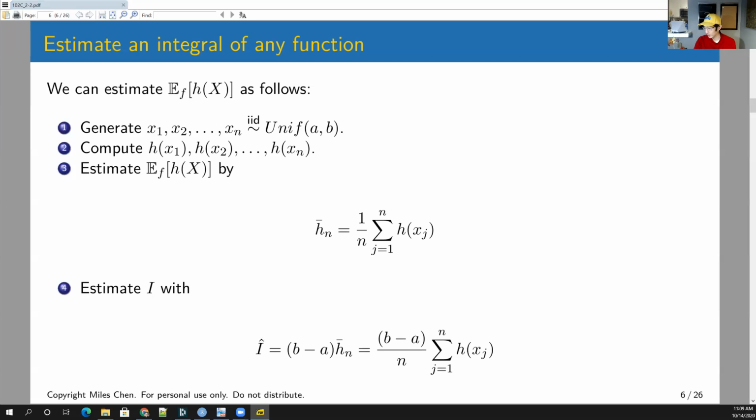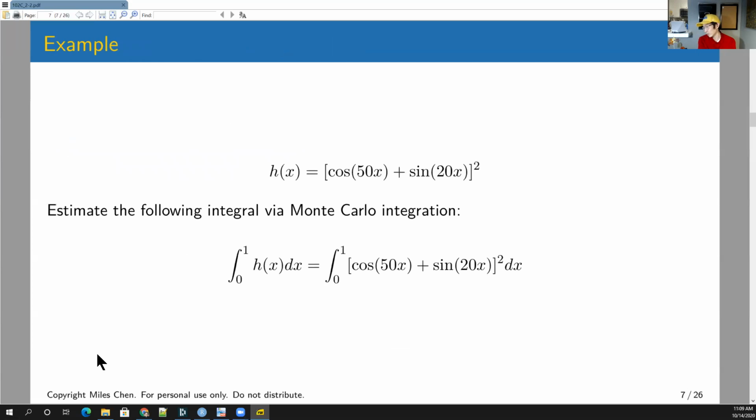All right, so we can take a look at this function. We're going to say h is equal to the quantity cosine 50x plus sine 20x, and you add those two together and square that. So we have the quantity cosine 50x plus sine 20x, squared, and we're just going to evaluate it on the interval 0 to 1. We could have chosen a wider interval, but we're following the example in the book, which starts off going from 0 to 1.